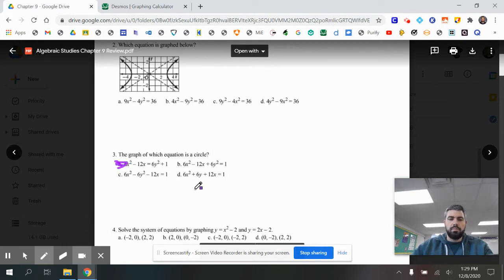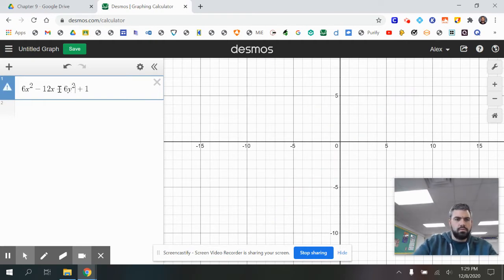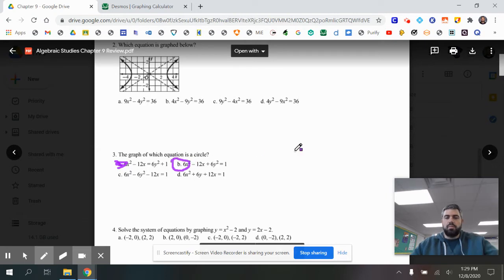Okay, let's go to B. 6x squared minus 12x plus 6y squared equals 1. Okay, so let's try it out. That is an equation of a circle. So for sure we know that B is the correct answer. And that would be my best bet if you have a whole bunch of equations in front of you. I would just suggest trying to graph them on Desmos to figure it out.